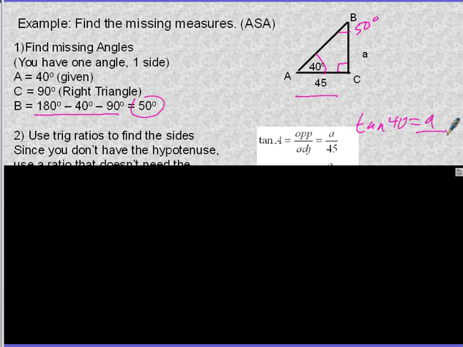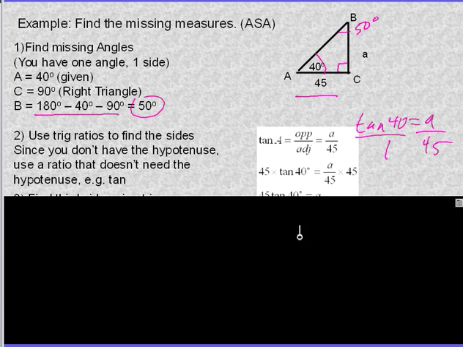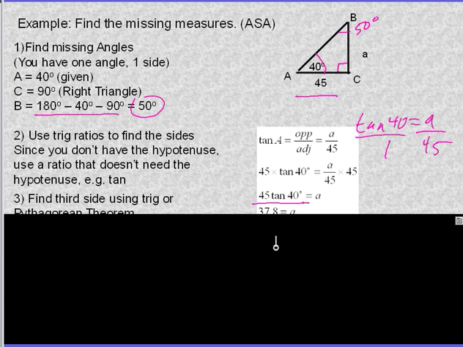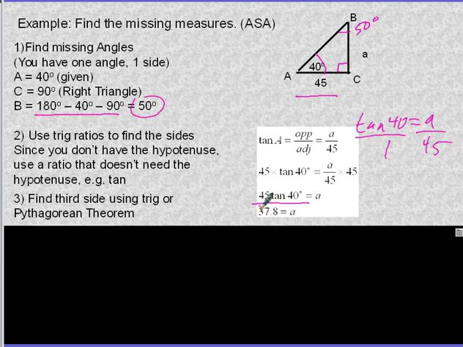One of the reasons for using tangent is that when I cross multiply, I don't have to do another division, so it makes it nice to use tangent in this case. But either way, if you use tangent or cosine, you would find the right answer. Cross multiply, and we're going to find that A is equal to 45 tangent of 40, or 37.8. And if you have units, you would put the units there.